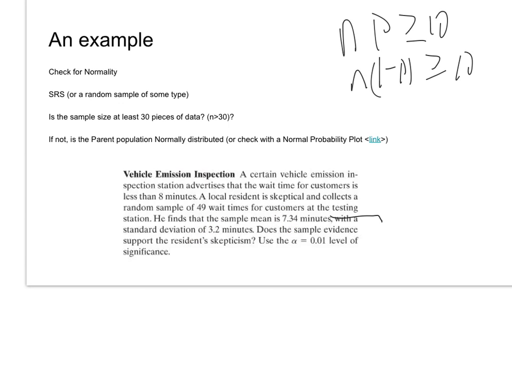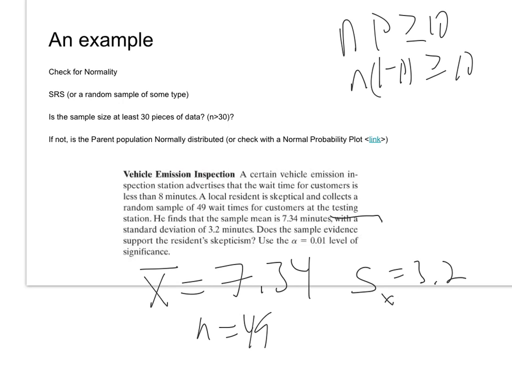Just to bring back, some of you expressed a concern about symbols. So the sample mean, x bar, is 7.34 minutes, and the sample standard deviation, or if you're on a graphing calculator, they call it Sx, is 3.2 minutes. Of course we know n equals 49, so just some preliminary stuff. Can we use these techniques? Well, let's see. I need to have at least 30 pieces of data, and I've got 49 pieces of data, and I've got a random sample, so I'm good to go. I can use these techniques with this.